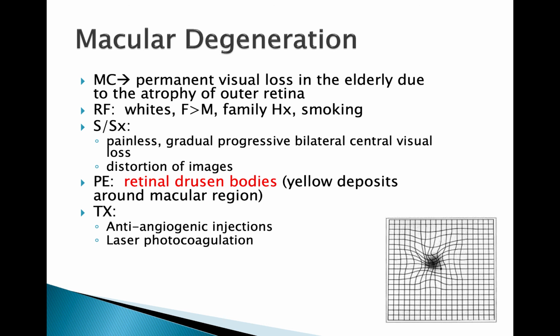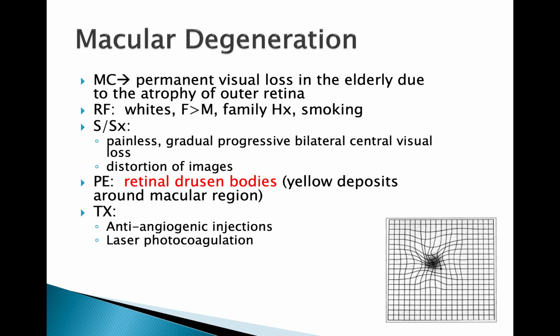So macular degeneration is most commonly a permanent visual loss in the elderly due to atrophy of the outer retina. Risk factors include whites, females, family history, and smokers. The signs and symptoms are painless, gradual, progressive bilateral central vision loss. So these guys really start having problems seeing anything, and they have distorted images, and they're going to come in and say, I don't know what's going on, my vision's just messed up.